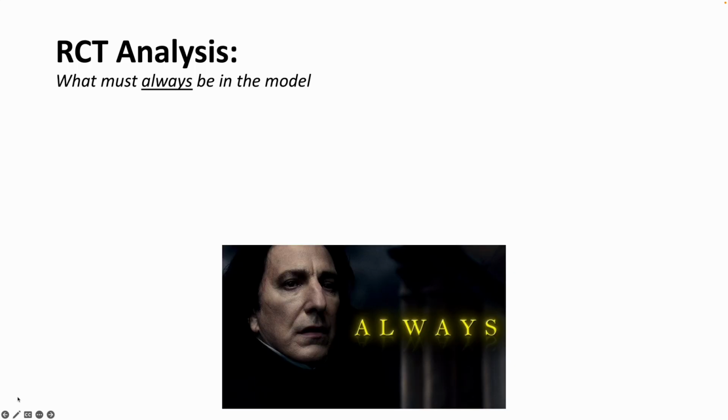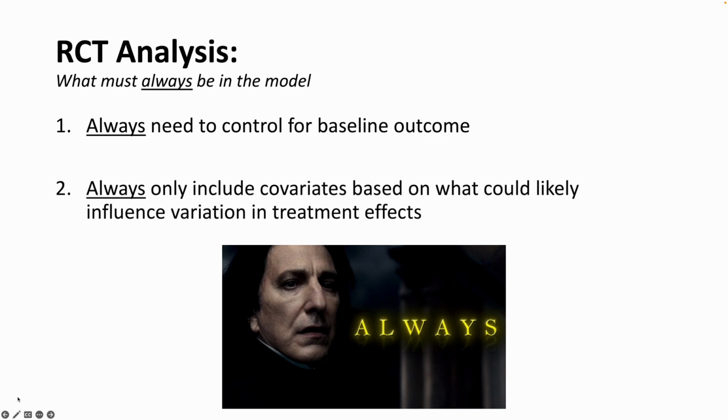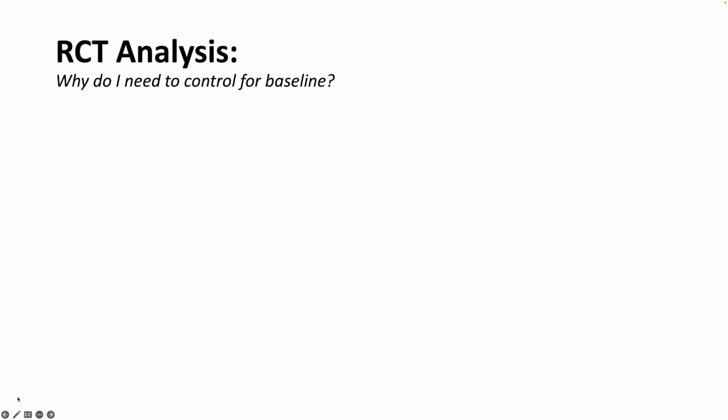Now, what are the things that we always need to include within our model in an RCT? First and foremost, we always need to control for baseline. That is something that needs to be included in our model. Otherwise, we are going to run into trouble, as I'll explain in just a little bit. And secondly, we only include covariates based on what could likely influence variation in our treatment effects.